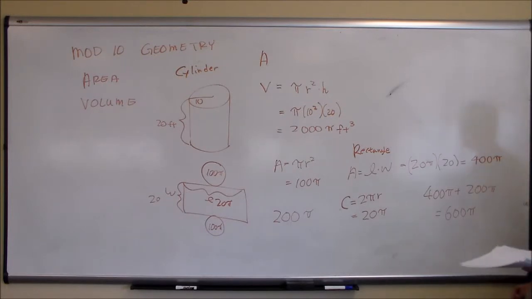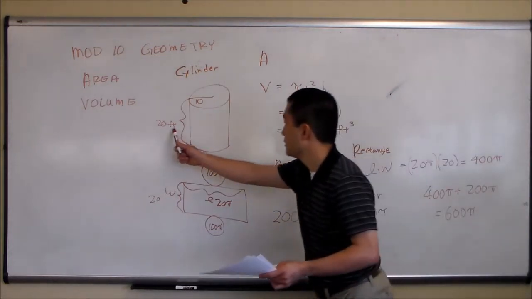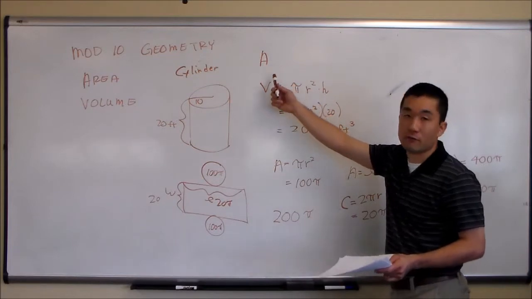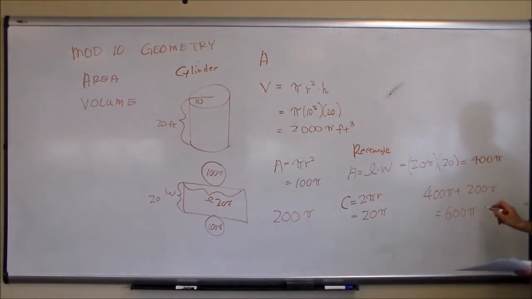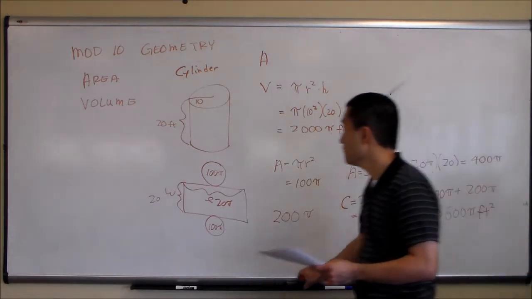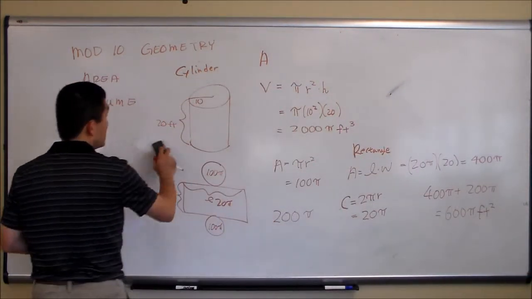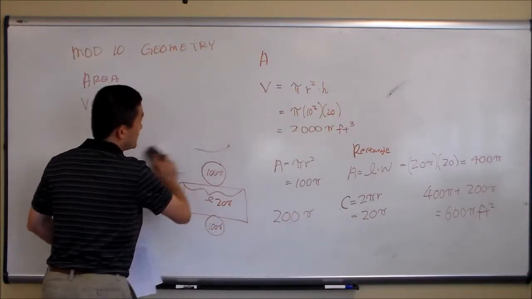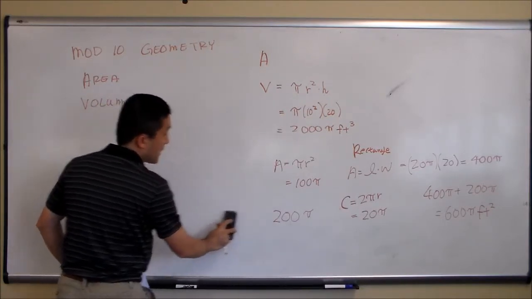And what's the unit for this? Feet. And we're doing the area, which is 2-dimensional. So this would be feet squared. Be sure to put the units down there too. Okay. That's the cylinder. Let's do a box now.